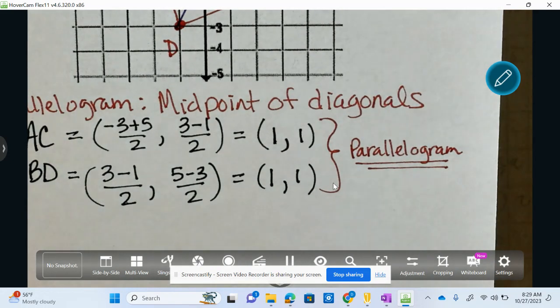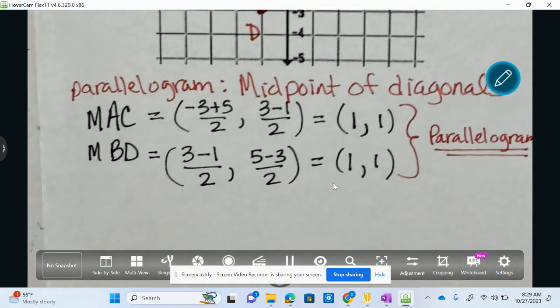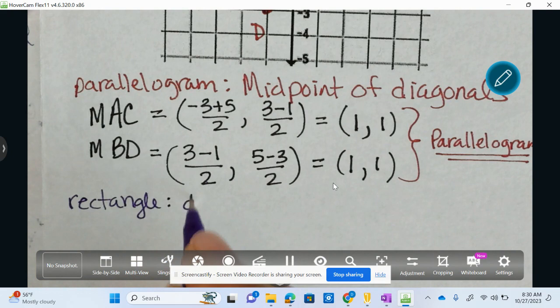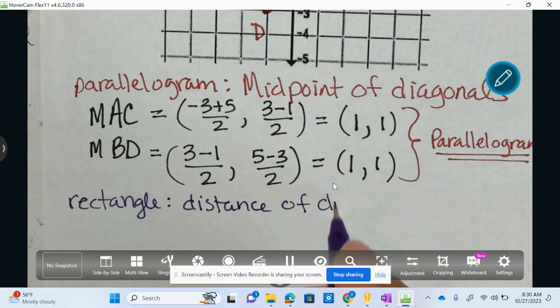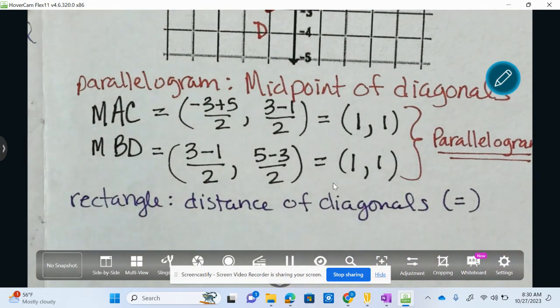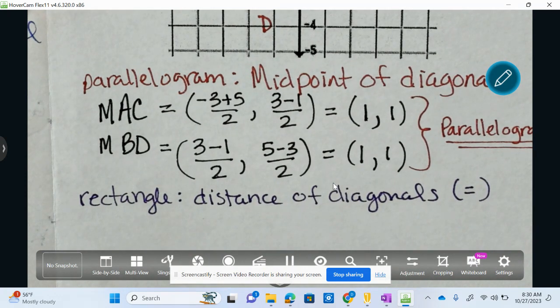Let's look at the next thing that we have to prove. The next thing that we need to prove is what? We have to prove that it's a rectangle. And we do that with distance of the diagonals, and they have to be equal. The distance of the diagonals have to be equal. So I'm going to use the distance of AC, and I'm going to find the distance of BD.